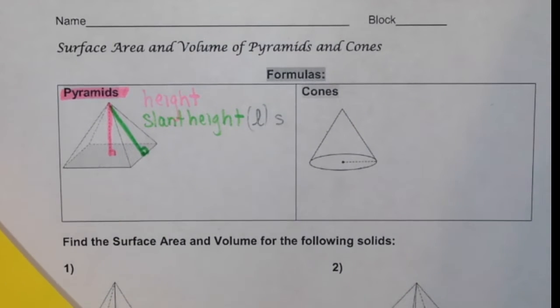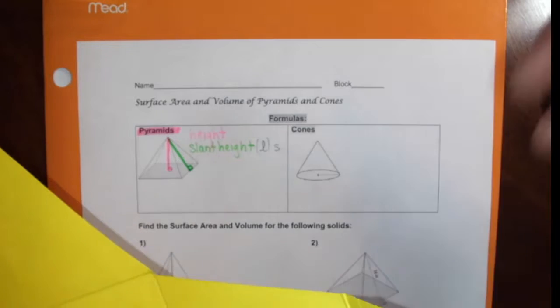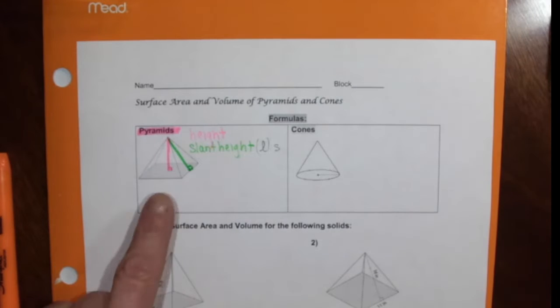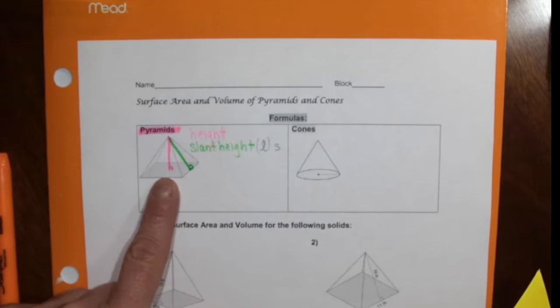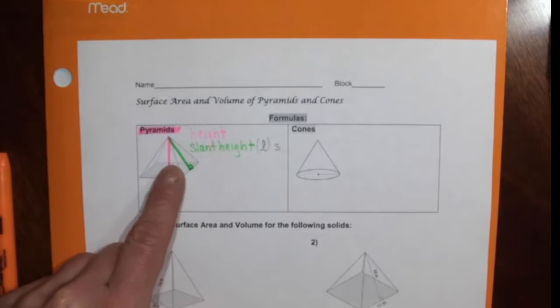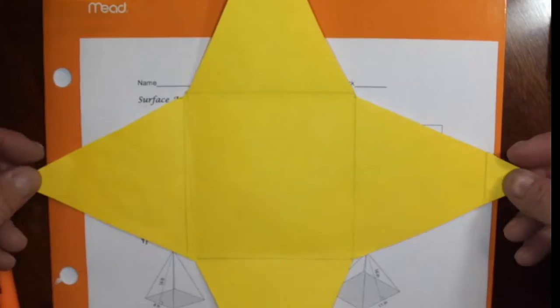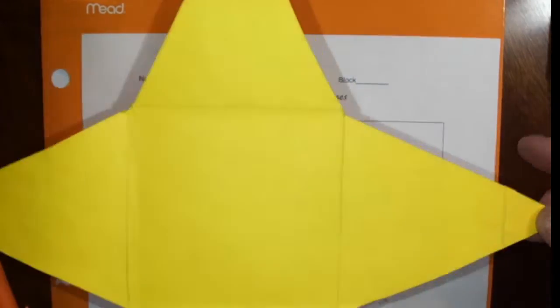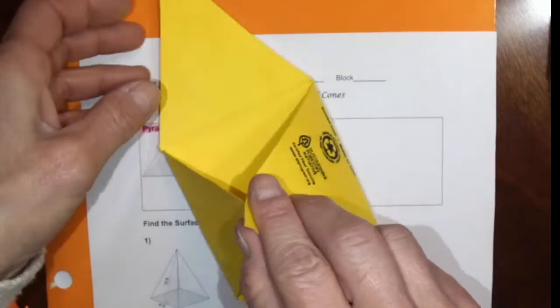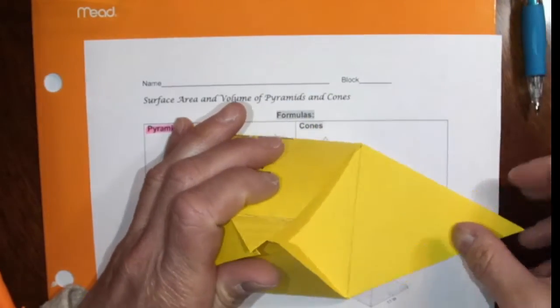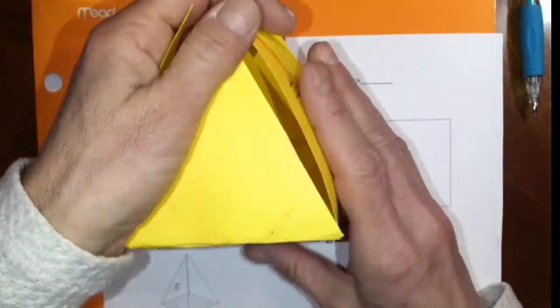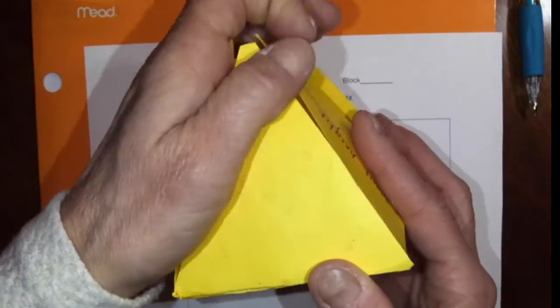Let me zoom out here. I've got this net for this square pyramid. Basically, if you were to unfold this, you'd have a square and 4 triangles, which I've created right here. Should have made it a little smaller, but we can get the idea. So we've got our square, and if I fold up these triangles, I've created a square pyramid.